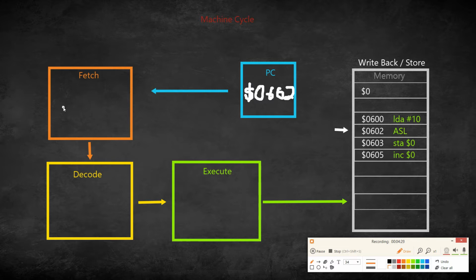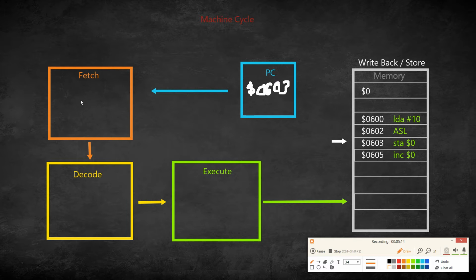So then it's going to fetch ASL. It's going to decode, which is the hex for A. So we would do 2 ASL from the example before. Then it's going to execute and so forth. So the cycle is done one more time. Now over here, since it took 1 byte, we increment the counter by 1. So it's now at 0603. It's a 6 over here.